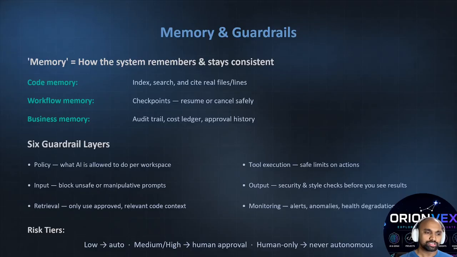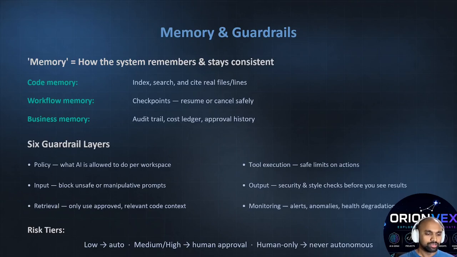So, memory and guardrails. We have three different kinds of memory: code memory, workflow memory, and business memory. The code memory will index the code, search, and cite the real files and lines. Workflow memory is checkpoints, resume or cancel for safety. And business memory is for the audit trail, post ledger, and approval history. There are six guardrails we are using for this application: policy, input, retrieval, tool execution, output, and monitoring.